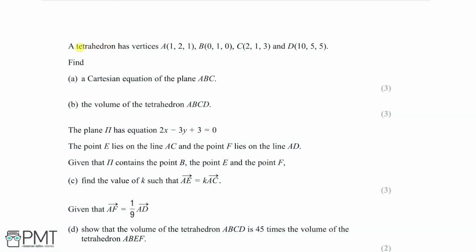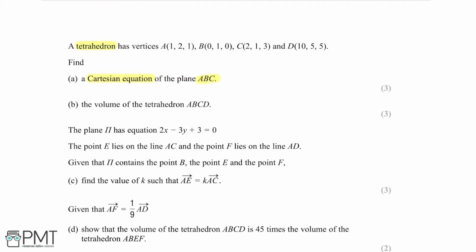We're given that a tetrahedron has vertices A, B, C, and D with the following coordinates: A (1, 2, 1), B (0, 1, 0), C (2, 1, 3), and D (0, 5, 5). For part A, we want to find a Cartesian equation of the plane ABC.